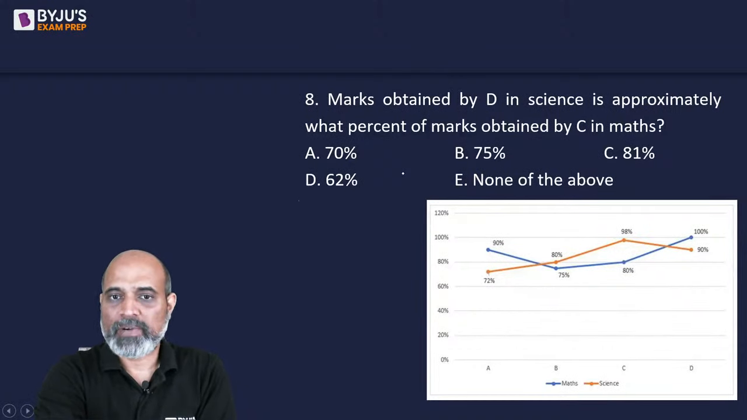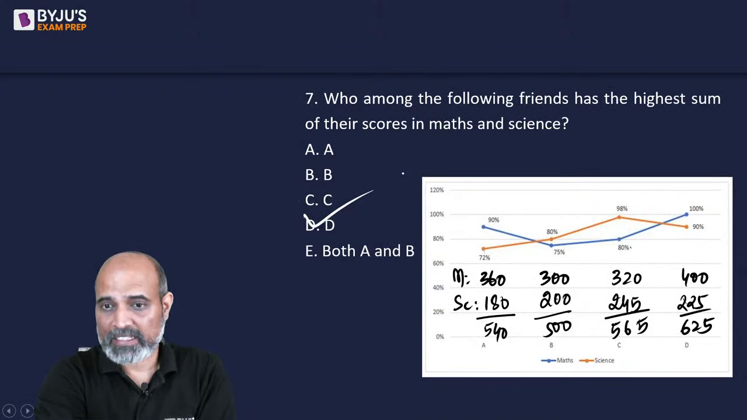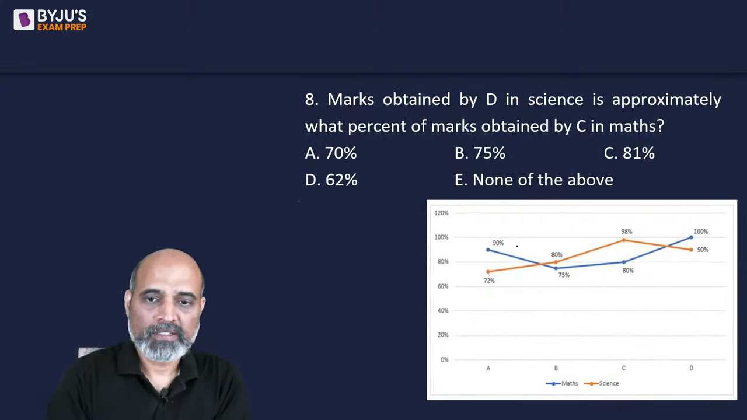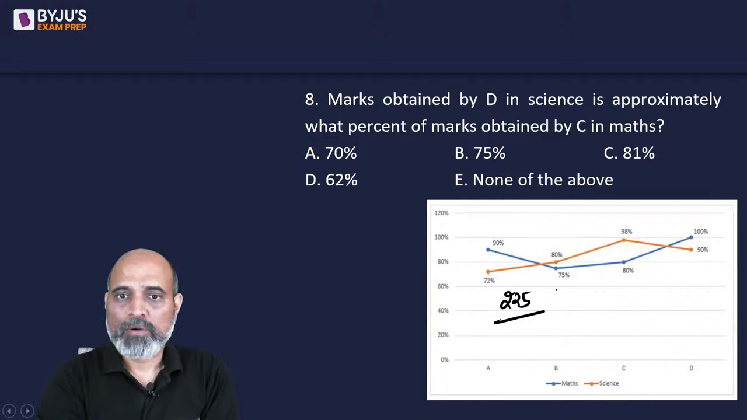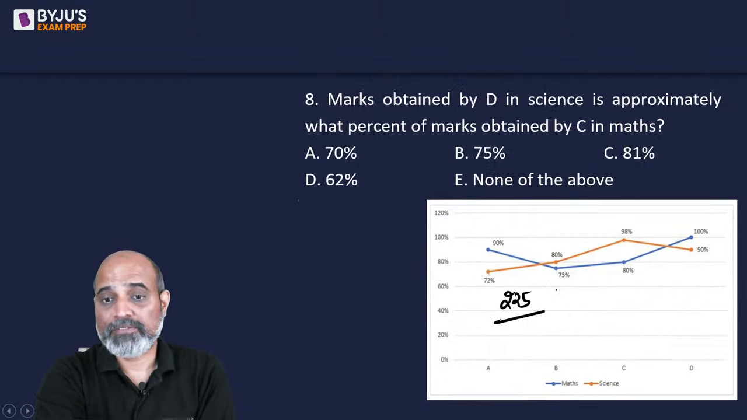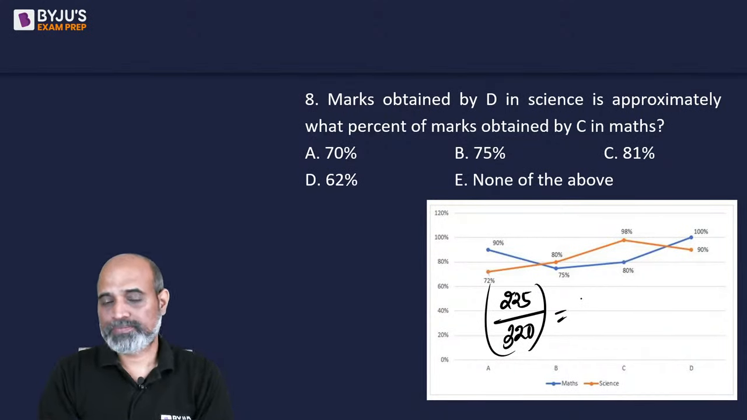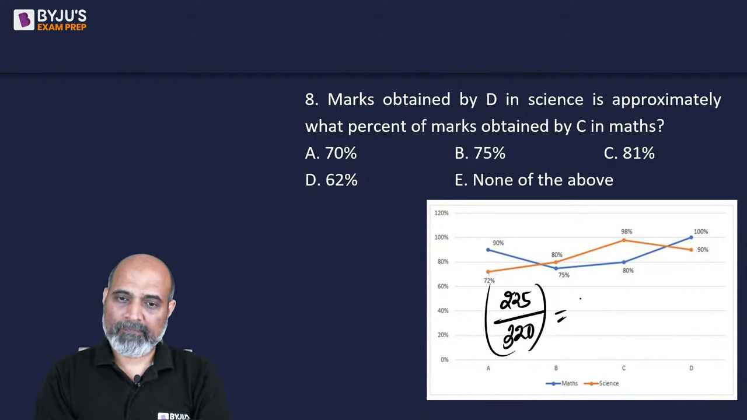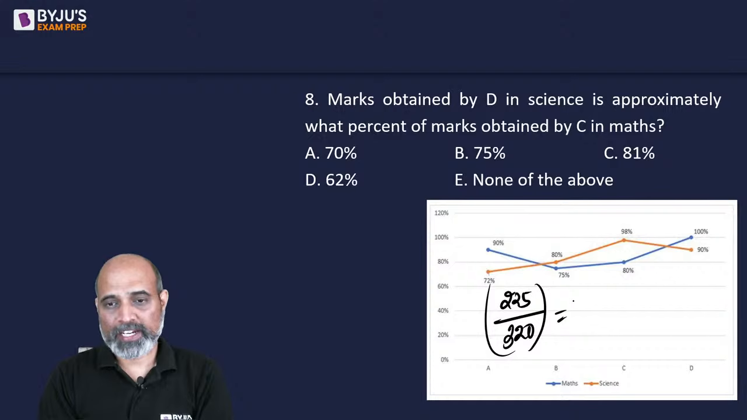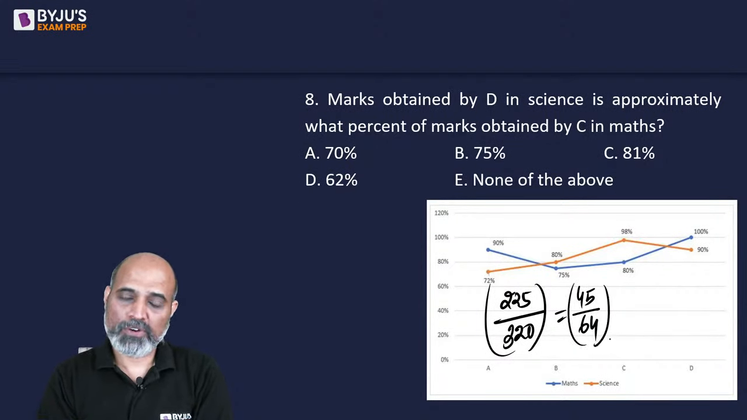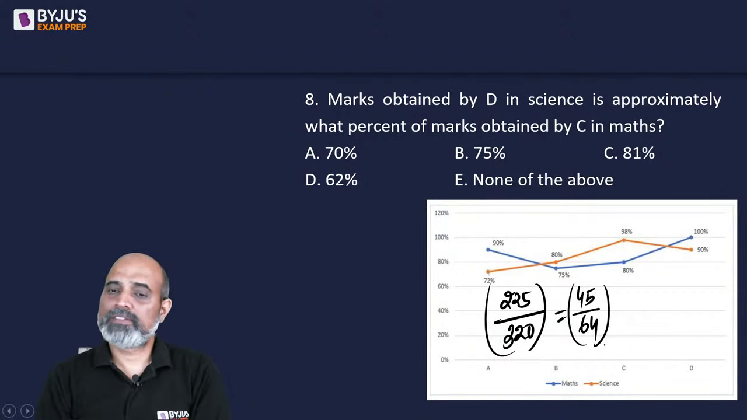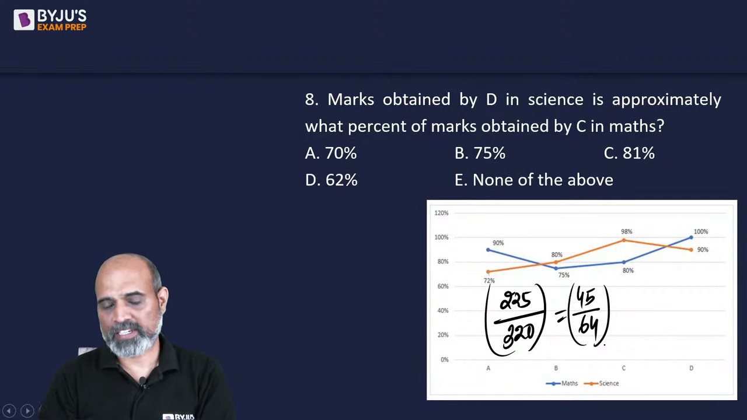Right now, we need to calculate marks obtained by D in science, and D received 225 in science, C in maths, and C received 320 in maths. So they both are divisible by 5, right? So this is going to be 45 into 5 and this is going to be 64 into 5. Now 45 and 64, they are not divisible by any number. But इसका 1.5 times कर लिया जाए.